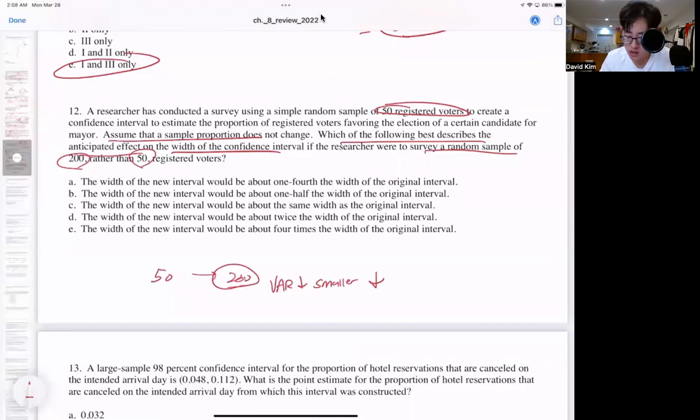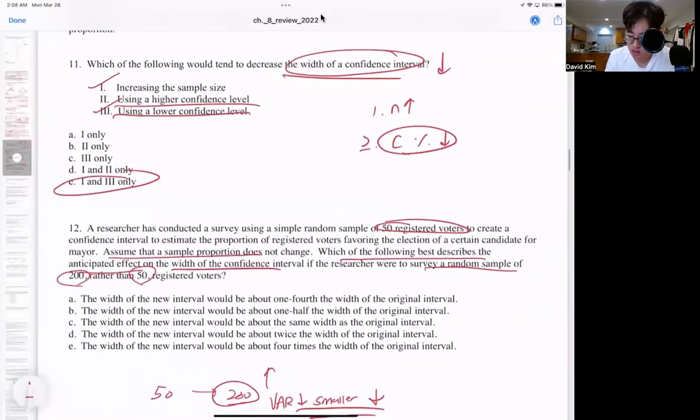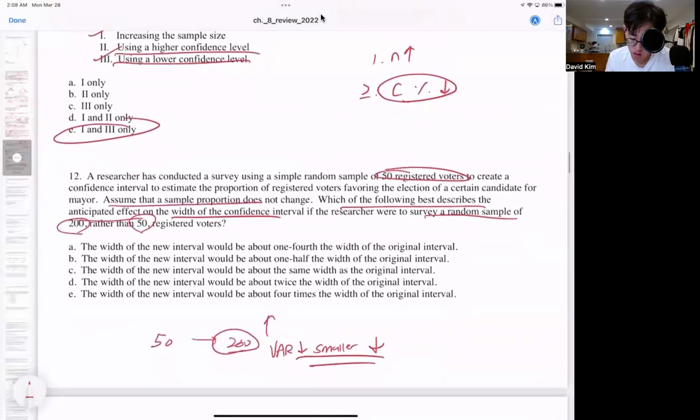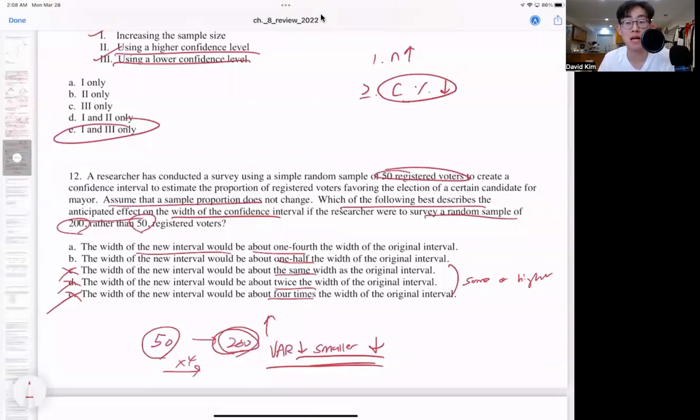Remember, we talked about this: increasing the sample size is going to decrease the width of the confidence interval. So the width of the new confidence interval will be about 1/4, 1/2, the same, twice, or 4 times. We're eliminating C, D, and E because they're talking about either being the same or higher. No, we want the confidence interval to be lower. So how do we figure that out? We went from 50 to 200, which means the sample size is multiplied by 4. If you plug the numbers into the formula, p hat times 1 minus p hat over n, that's whole square rooted, imagine the 4 is now on the bottom. The square root of 4 in the denominator gives a 2, which means the width of the new interval will be about 1/2 of the original interval.